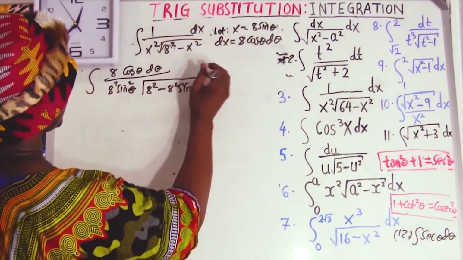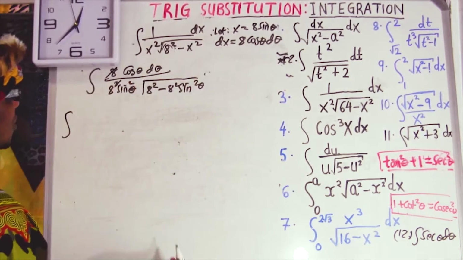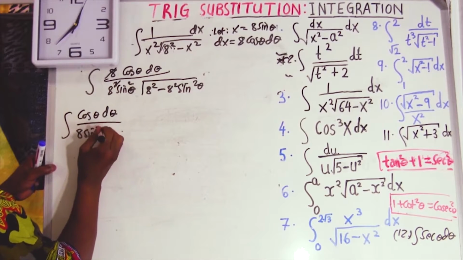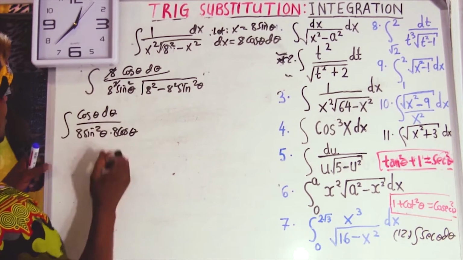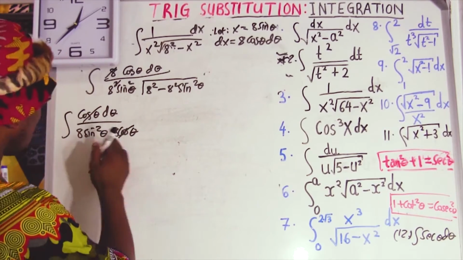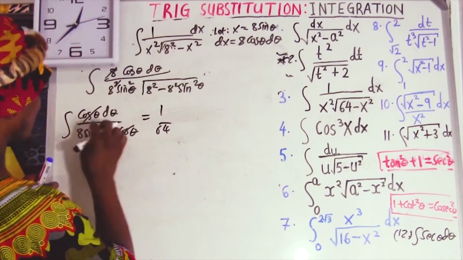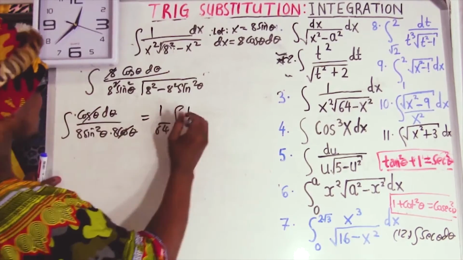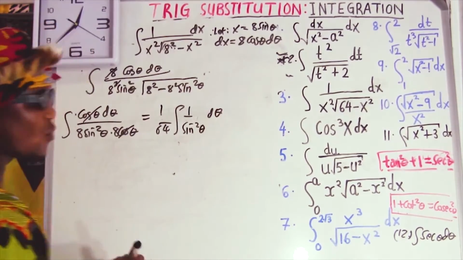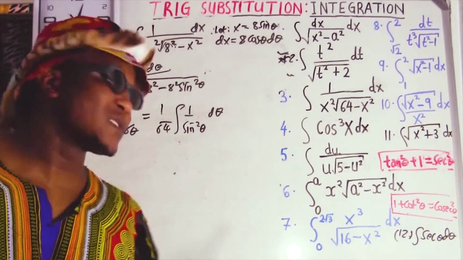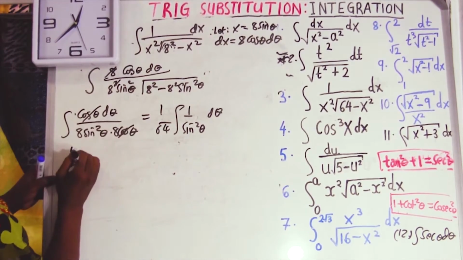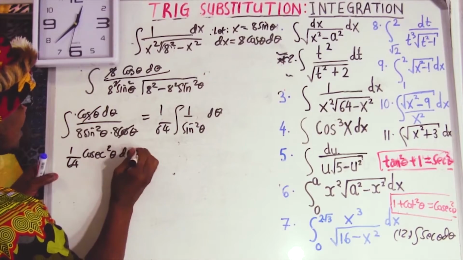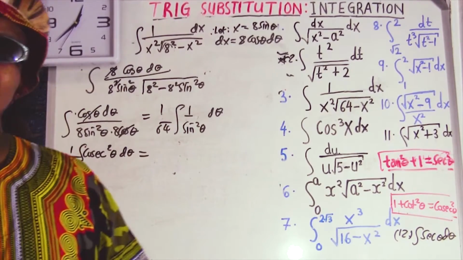So then this becomes the integral. The 8 cos theta d theta over the 8 sine squared theta times 8 cos theta: the cos theta cancels, and we have 64. So 1 over 64 goes at the back, and the integral of 1 over sine squared theta d theta. But what is 1 over sine? It's cosec. So it's going to be 1 over 64 times the integral of cosec squared theta d theta. When you integrate cosec squared, you get negative cot.